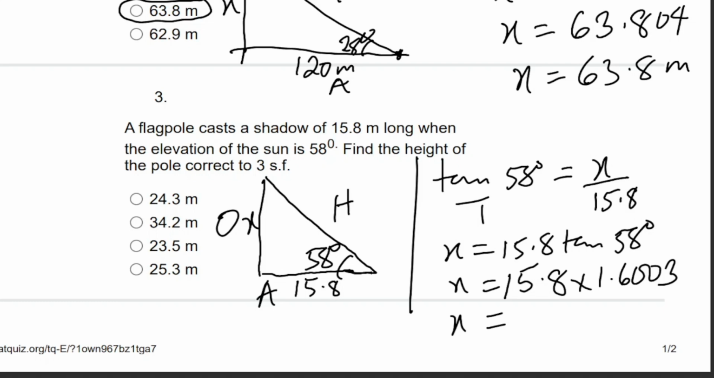So that is going to be 15.8 times 1.6003. So this gives us 25.28.